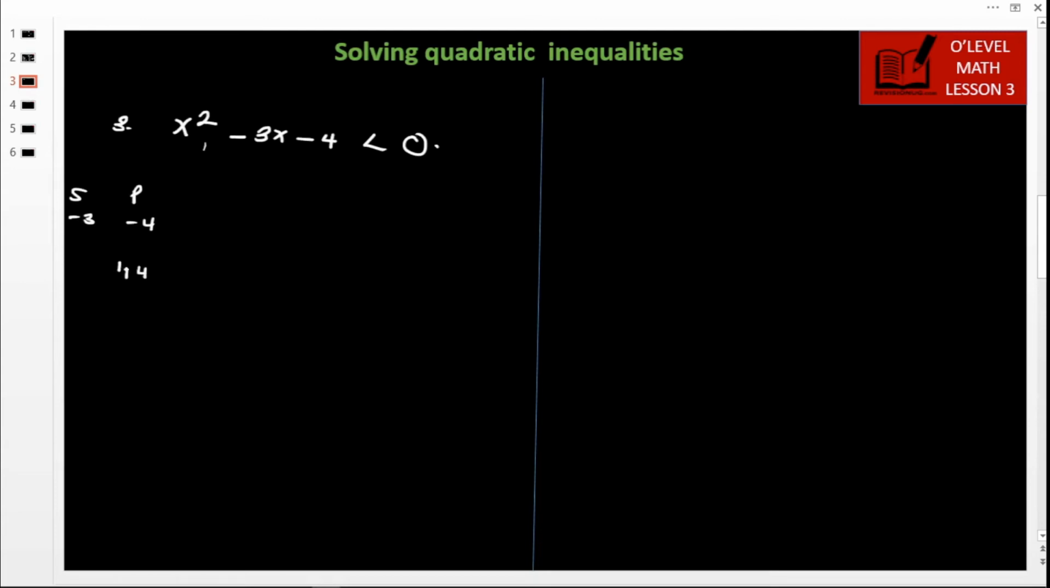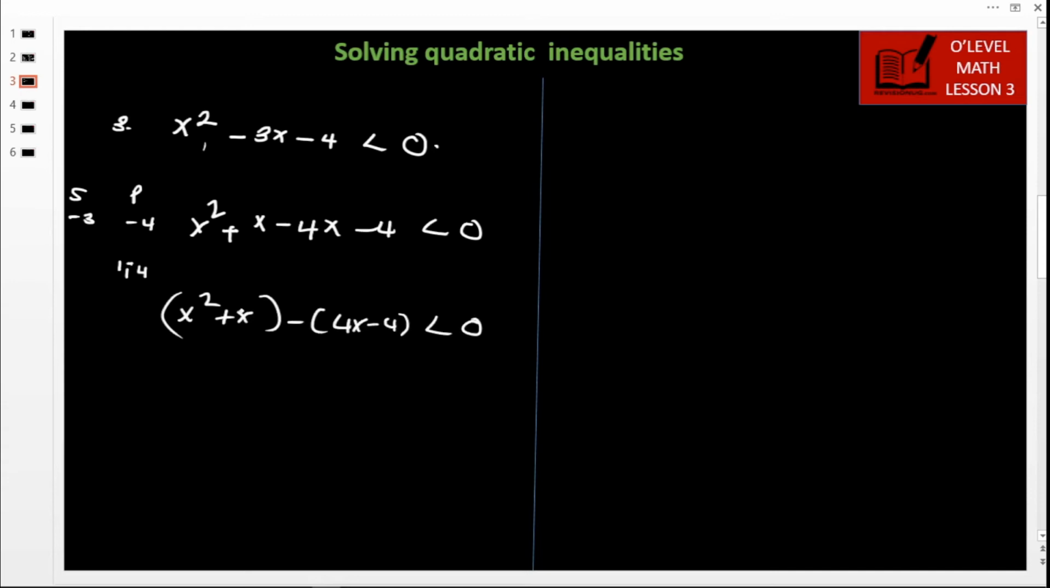But which one? So 4 must be negative and 1 must be positive, such that when you add negative 4 to 1, you get negative 3. So this is x squared minus 4x plus x minus 4 less or equal to 0. Then we are going to have x squared plus x, then minus 4x minus 4 less or equal to 0. Then this is x into x plus 1, then minus what is common here, 4 into x plus 1, less than 0.